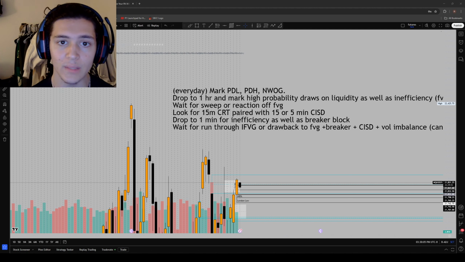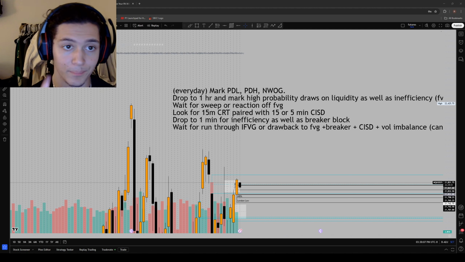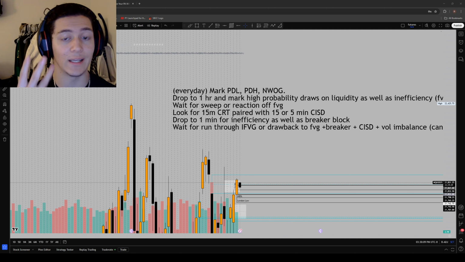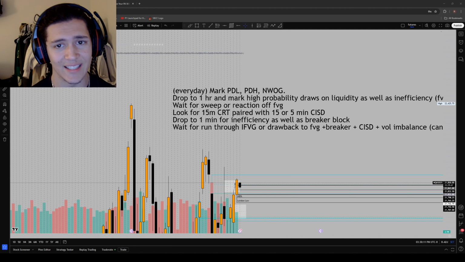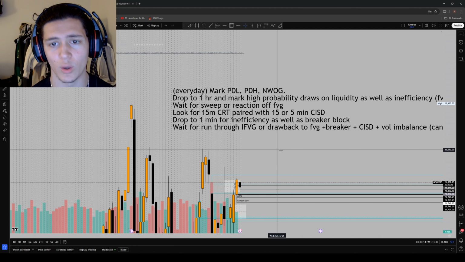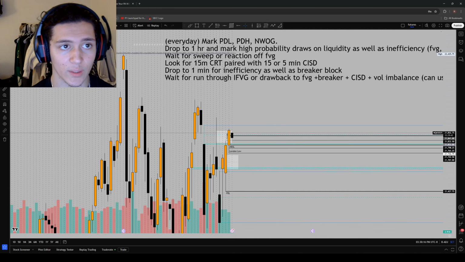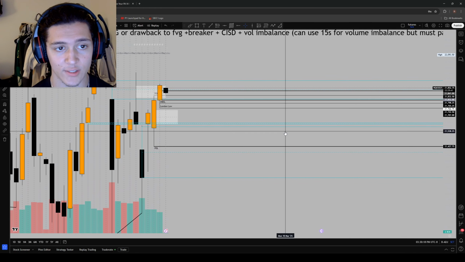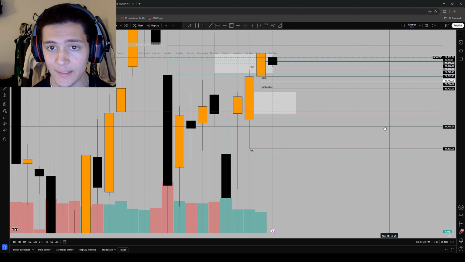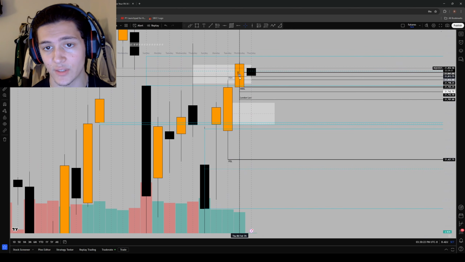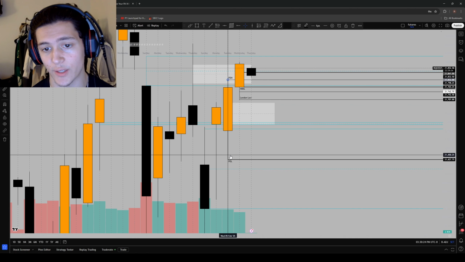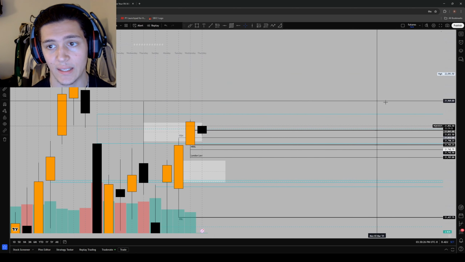So every day it says at the top you want to mark PDL, PDH, and NWOG. For those who don't know, that is previous day low, previous day high, new week opening gap. So here on the daily time frame, which is where I start all of my days, this was today, so previous day high is right here, previous day low.